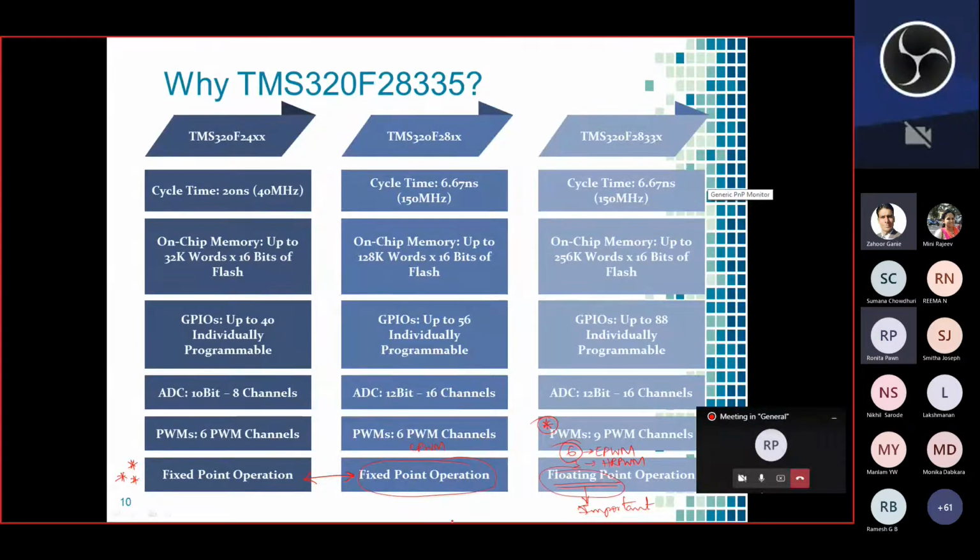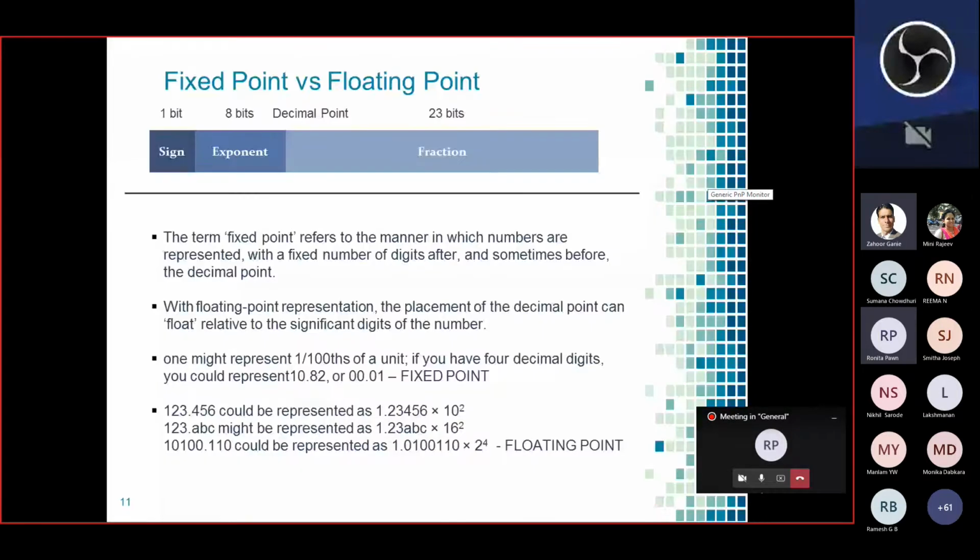Because when we choose a proper controller for our work, we have to be sure whether the processor is giving us what we need for every operation. Otherwise, if the processor is not capable of doing the work, then the processor we choose will go in vain. So let us see what is the major difference between fixed point and floating point.